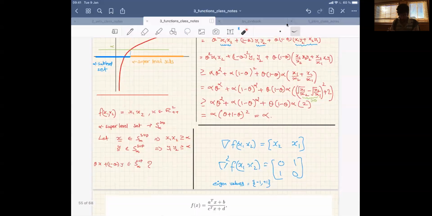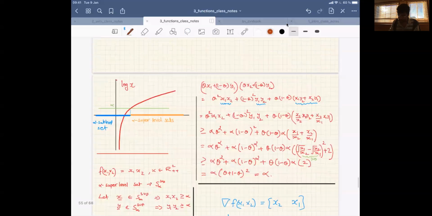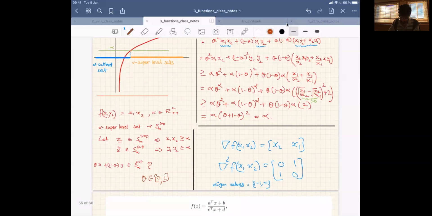Now what I want to observe is whether this super level set is convex or not, right? So we have two elements from that set. How do you say whether it's convex or not? How do you check? Take the convex combination and see whether that belongs to the set. So what is a convex combination? This guy, right? You know that. Of course, theta has to be between 0 and 1.